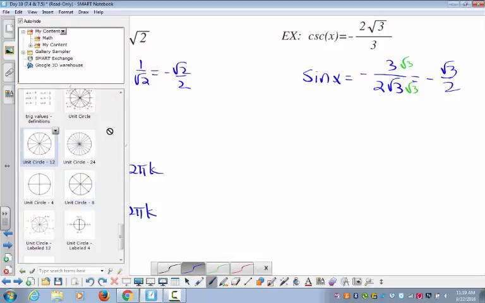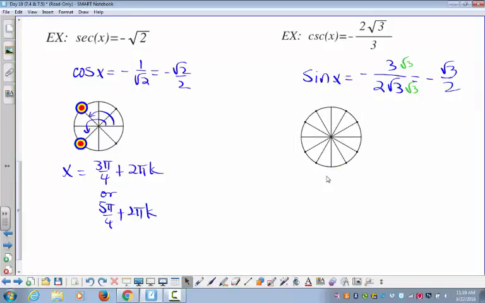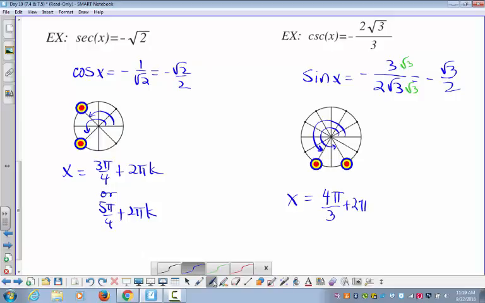Draw a picture. That one, 12 sector circle. And what quadrants are we looking at here for that one? 3 and 4. So the sine value is negative root 3 over 2 for both. So we're going to be down here, where the y value is on the long leg. So we have to figure out our two representative solutions. We've got that one in quadrant 4 and that one in quadrant 3. So our x will be, let's see, down in quadrant 3, what is that angle? 4 pi over 3 plus 2 pi k. Or one more pi over 3, so 5 pi over 3 plus 2 pi k.